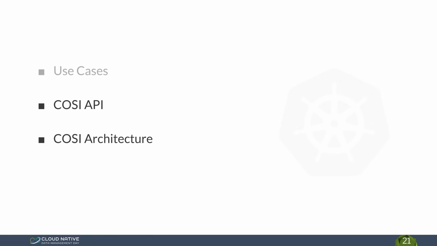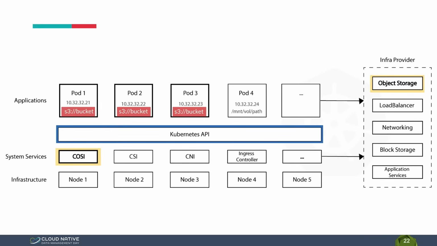Now we look at the API, which is the interface that COSI exposes and which is the primary mechanism by which you and I will interact with COSI. So let's start with this diagram again. I showed this diagram earlier. This shows an overall architecture of a Kubernetes cluster with COSI in it.